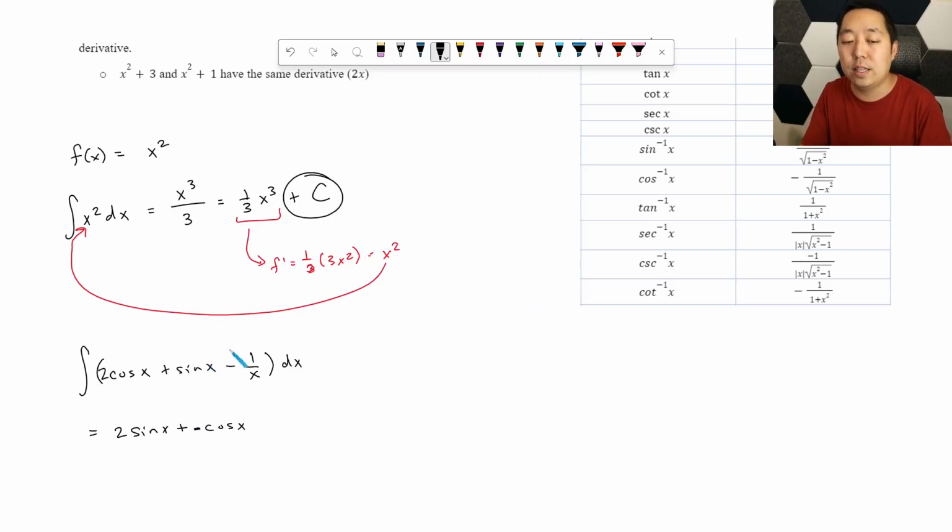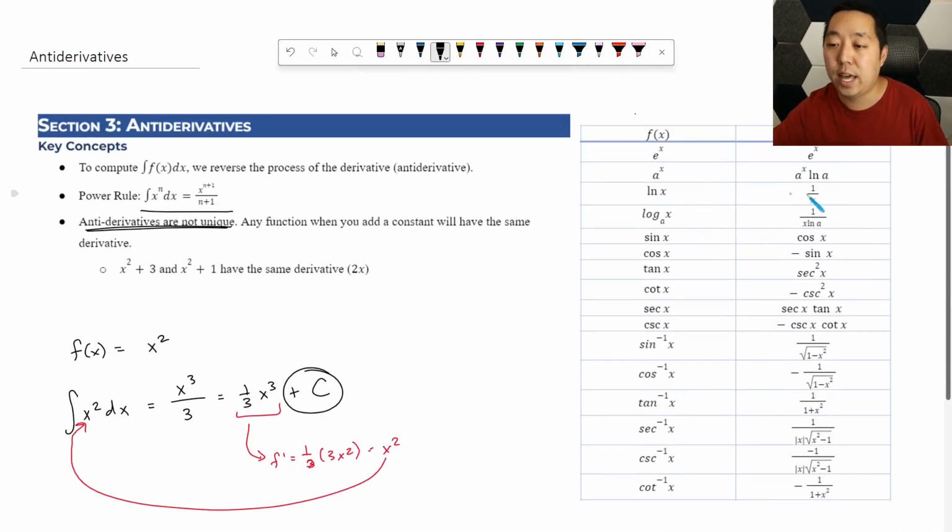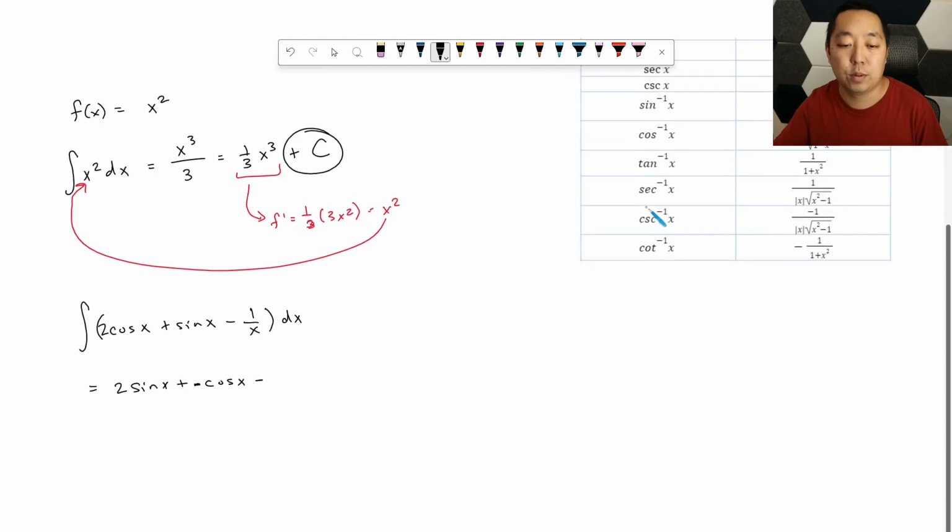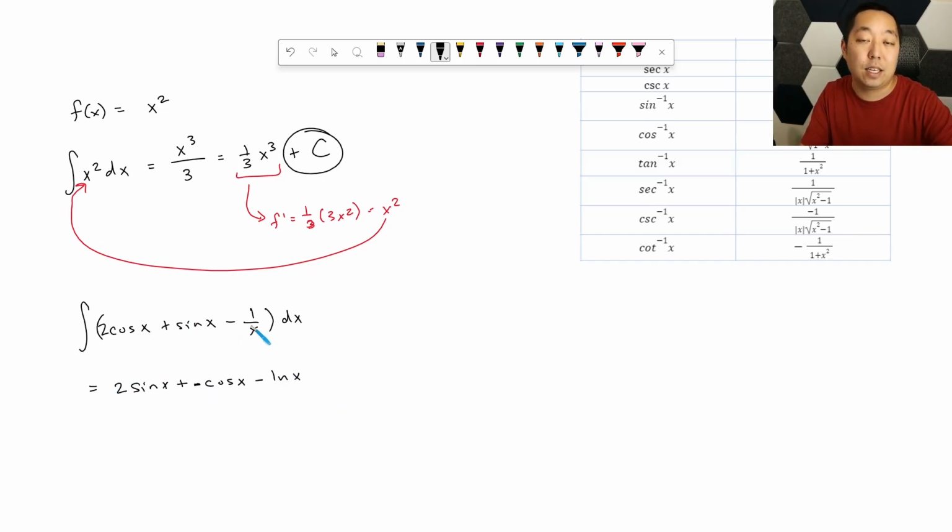Minus, what derivative gives me 1 over x? That is natural log of x over here. So then we would say minus natural log of x. And again, you can confirm this by taking the derivative of this thing here and confirming that it matches that thing. Okay? And then we always put a plus c here to indicate that the antiderivative is not unique. This is not the only thing that would give me this derivative. I can add some constant to it as well.